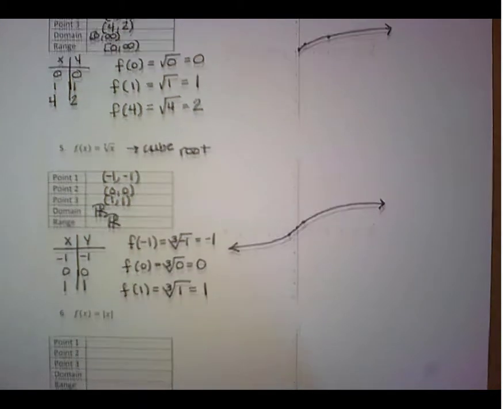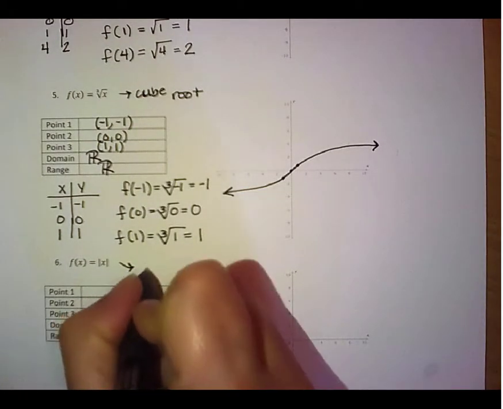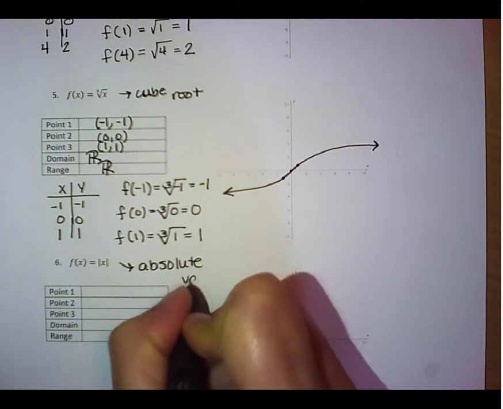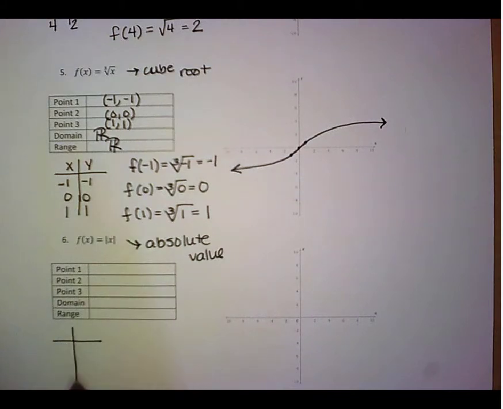All right, this next one is actually one of my favorite graphs. This is the absolute value. Okay, again, we don't have any restrictions on our absolute value as far as what values we can choose, so we're going to go with that -1, 0, and 1.